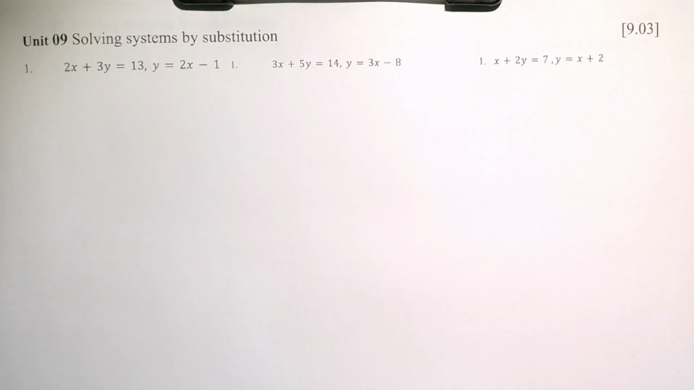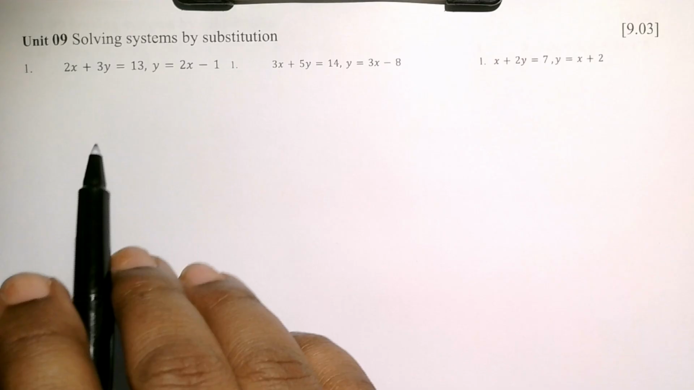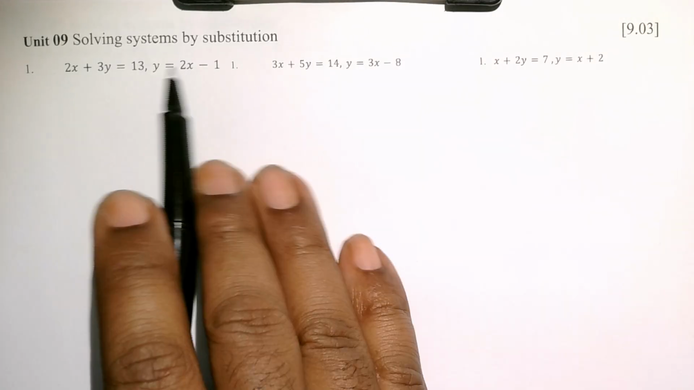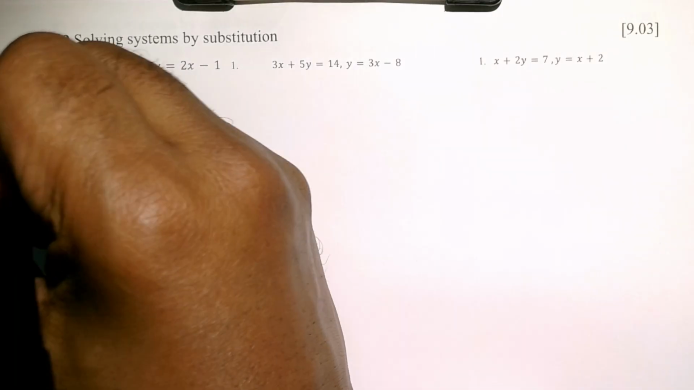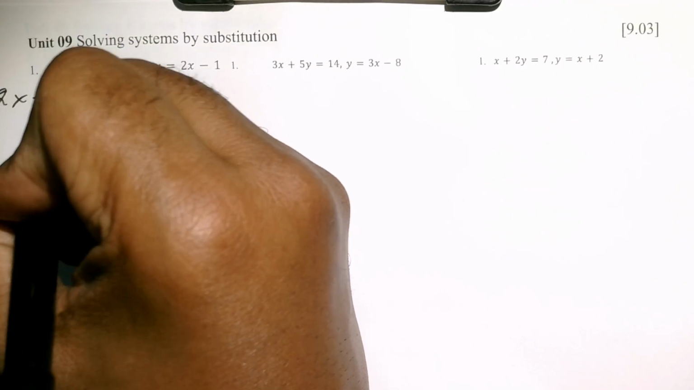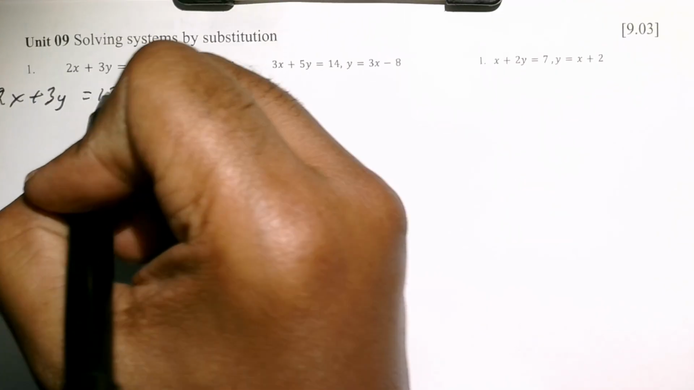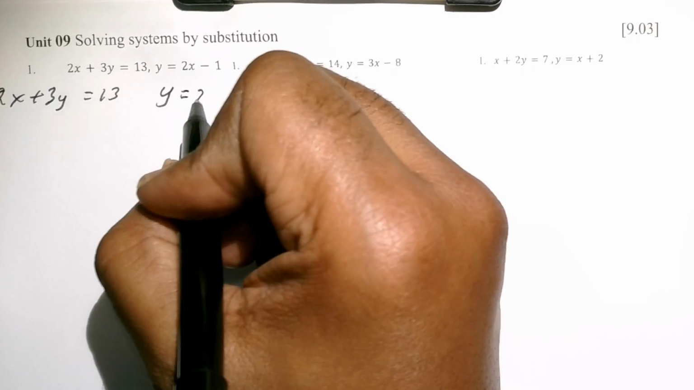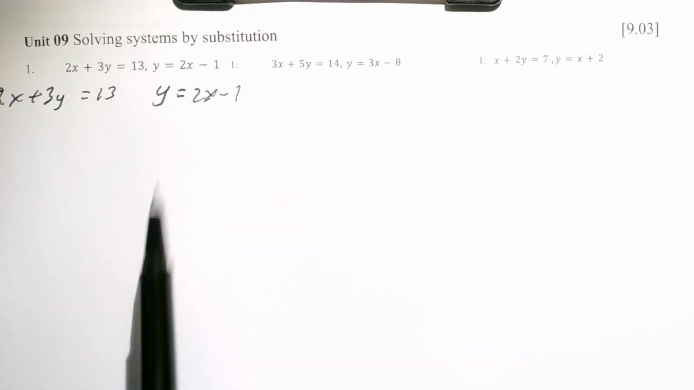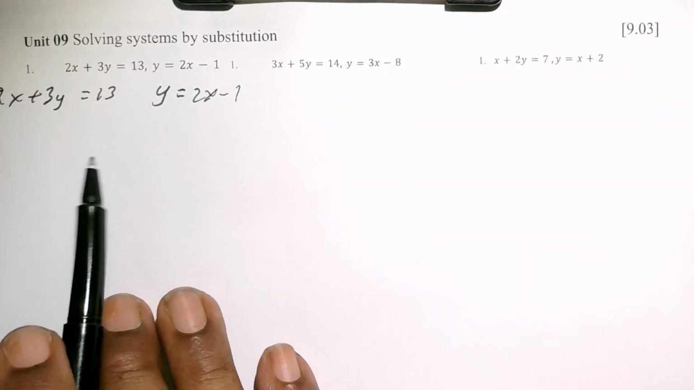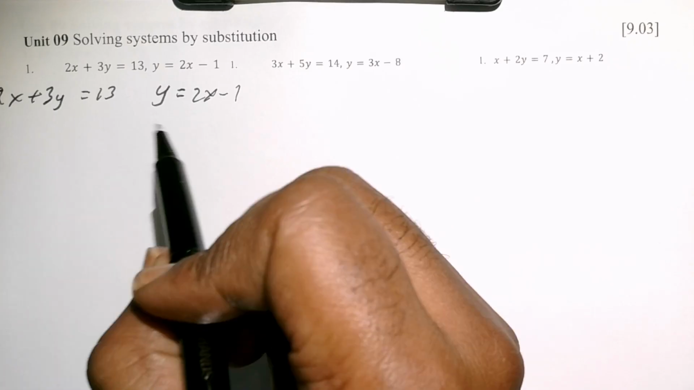Solving systems by substitution. We have a system of two equations right here, which are 2x + 3y = 13, and we have y = 2x - 1. And we want to find out what the solution of the system is. We're going to use substitution.